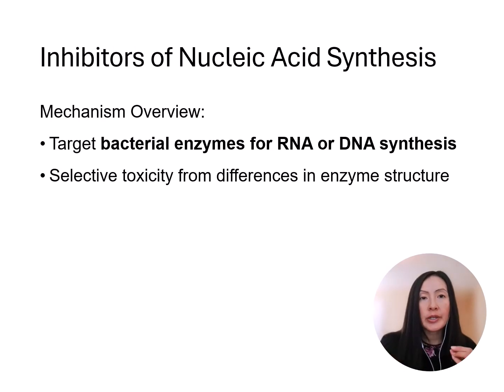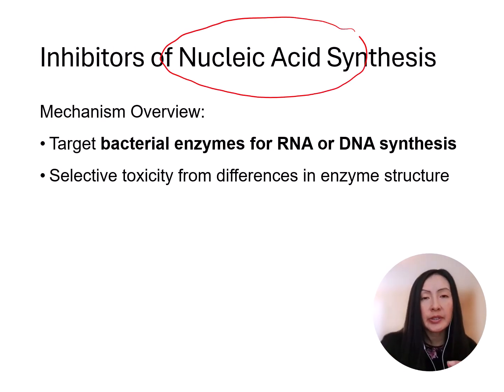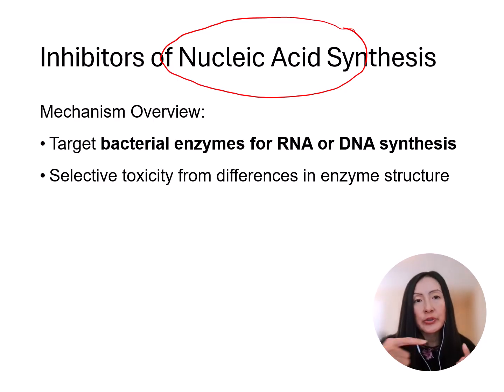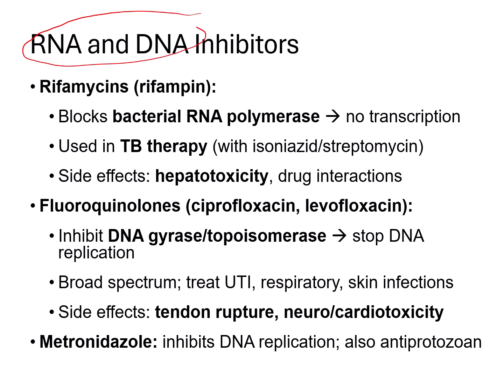Our next group of drugs target nucleic acid synthesis. So they're going to target bacterial RNA or DNA enzymes, exploiting the structural differences between bacterial and human polymerases. For our RNA and DNA inhibitors, we have our rifamycins, such as rifampin. These inhibit bacterial RNA polymerase and block transcription.